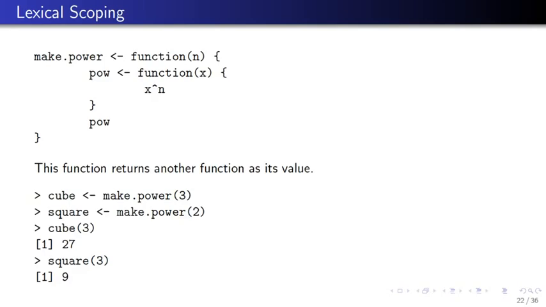So I can call make.power and pass it a number like 3, and it will return a function which I'll assign to be called cube. Similarly, I can pass 2 to make.power and create a function that I'll call square. Now when I pass cube the number 3, it raises 3 to the third power, so I get 27. If I call square on the number 3, it raises 3 to the second power, so it gives me 9. So now I've got one function that is capable of constructing many different types of functions, by raising them to various powers.